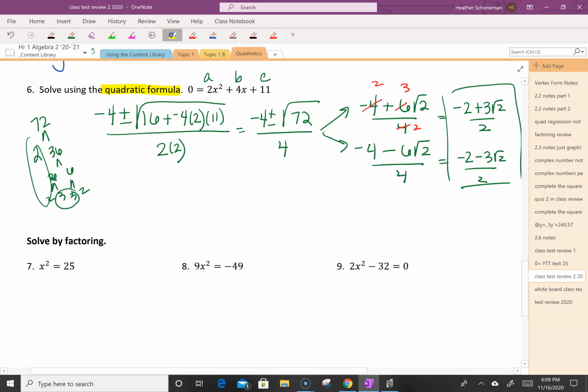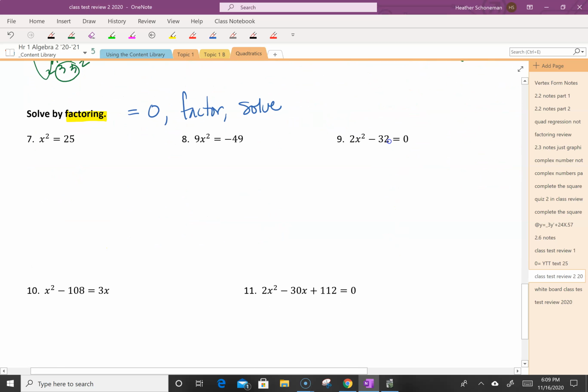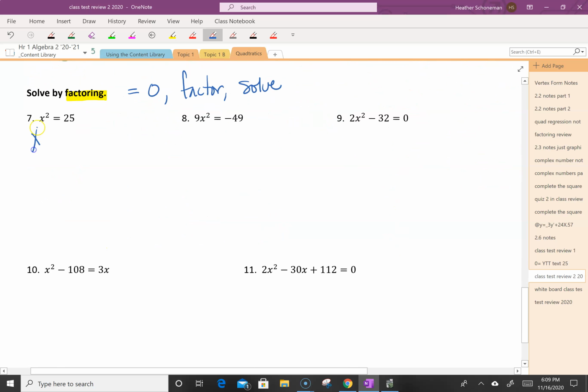All right, solve by factoring. So solve by factoring, you just have to set it equal to 0. You have to factor, and then you have to solve. So this first one is not equal to 0, so I'm going to subtract 25 from both sides. So I get x squared minus 25 equals 0.